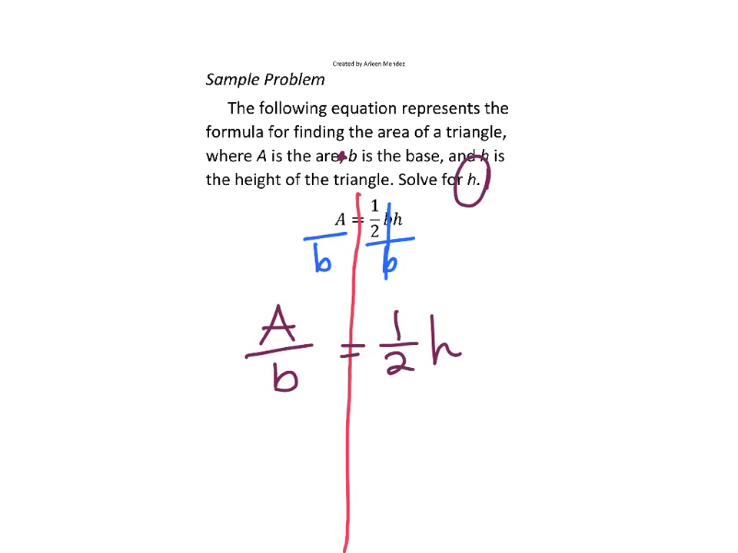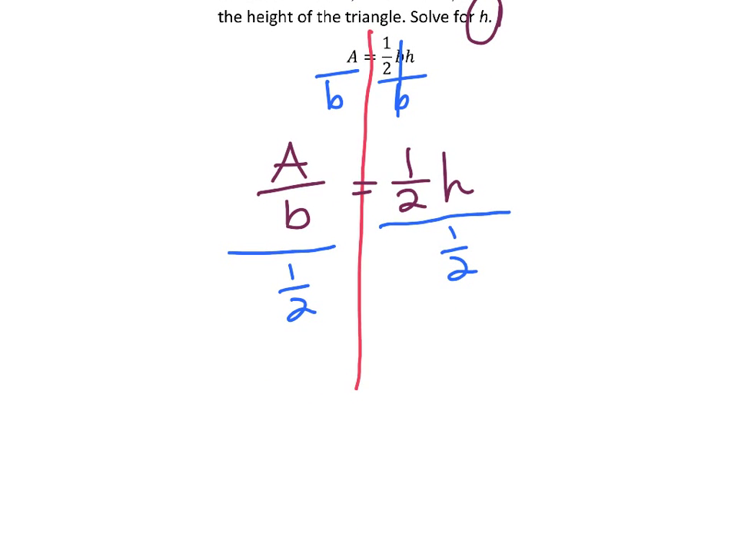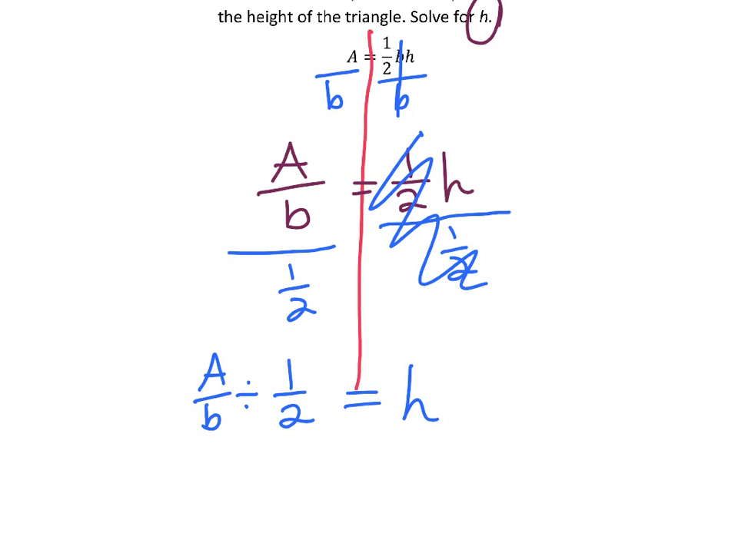Okay, so now we're going to cancel out that times 1/2. The opposite of multiplying by 1/2 is to divide by 1/2. So we're going to divide both sides by 1/2. This part of the video is going to show you how to divide fractions. It's very similar to multiplying with fractions, except for there's one extra step. Okay, so this is going to cancel out, and it'll leave us with H. And here we have one fraction, A divided by B, and we're dividing it by another fraction, 1/2.